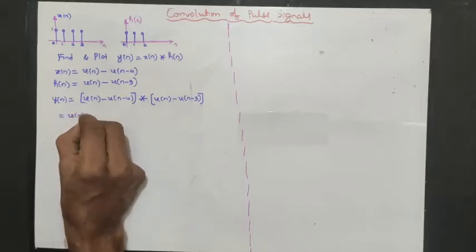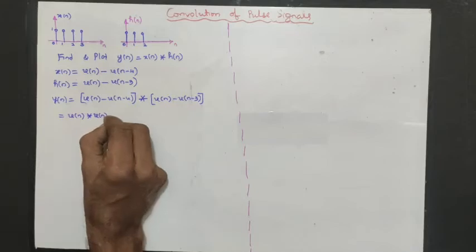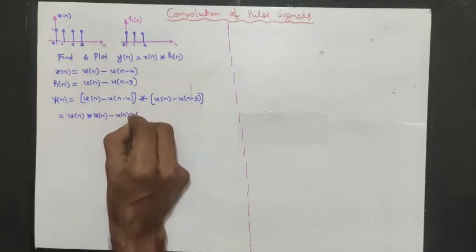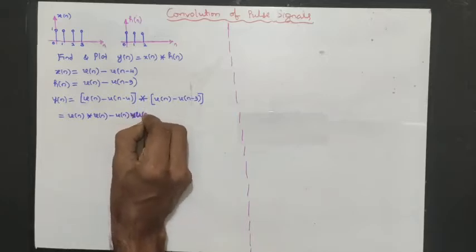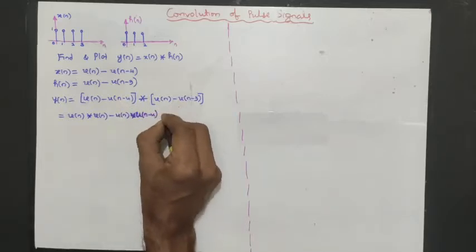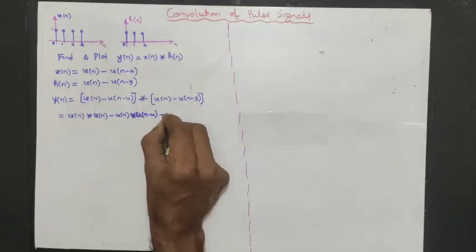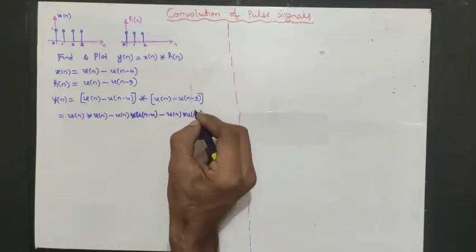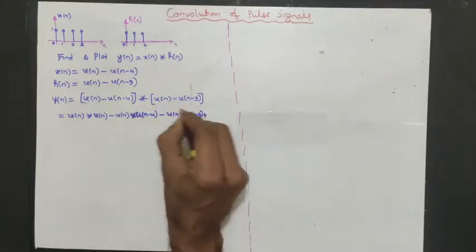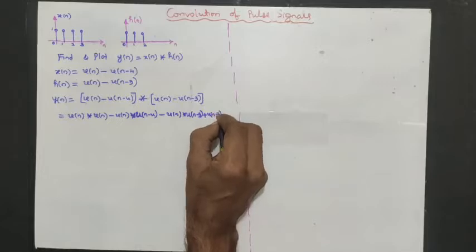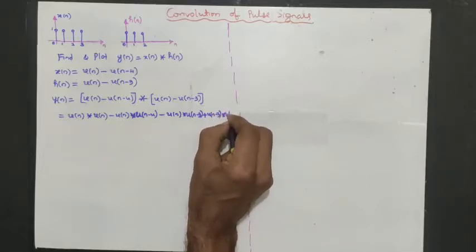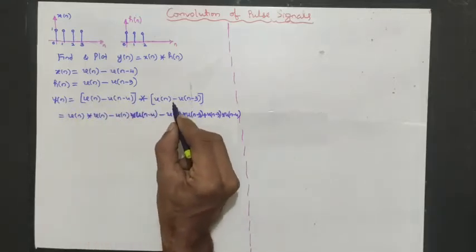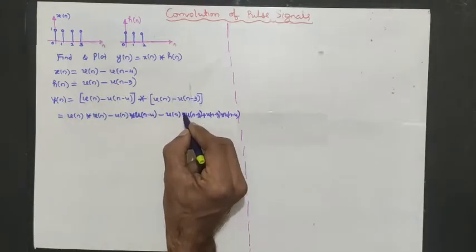u(n) convolved with u(n) minus u(n) convolved with u(n-4), minus u(n) convolved with u(n-3) last, plus u(n-3) convolved with u(n-4). Please note that when multiplying, I am writing the smaller one first. Just try to follow that convention.